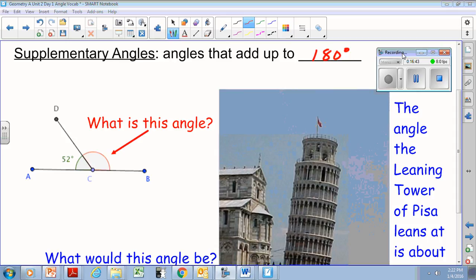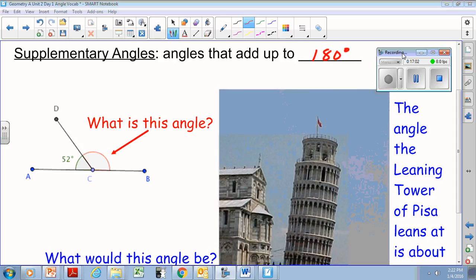Eventually it's supposed to fall, but they're going to do something to keep it from falling over. They're not going to fix it straight, because then it's just another building. As long as it's leaning, you have that. It keeps leaning more and more, year after year, so they have to figure out what they're going to do about it.